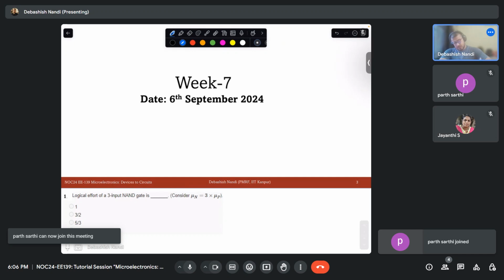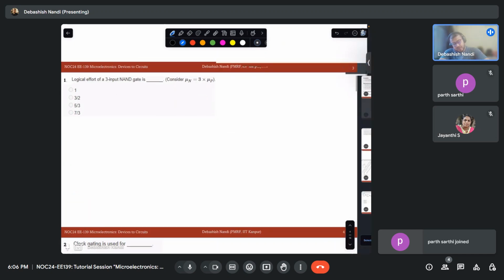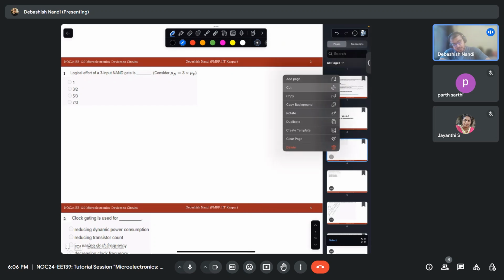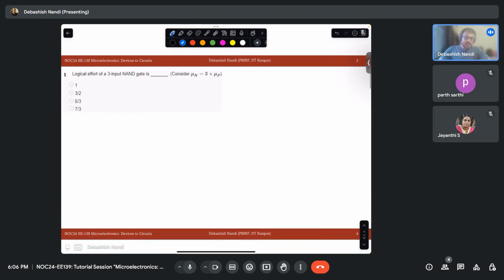Okay, so let's begin. We are asked to find out the logical effort of a three input NAND gate, right? So how to begin with this kind of problem? First, I need to tell you what we are looking at.